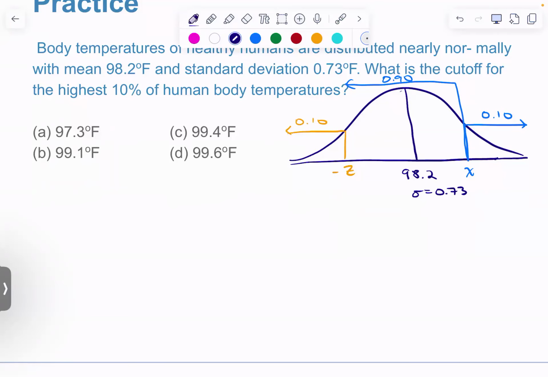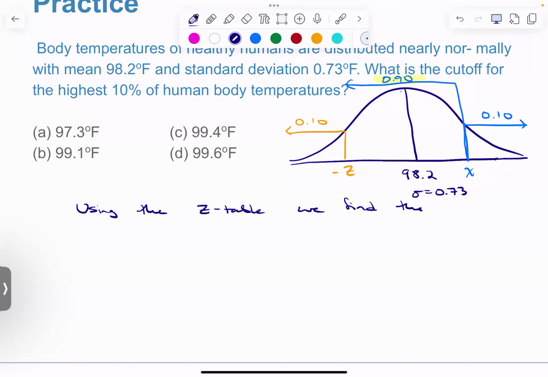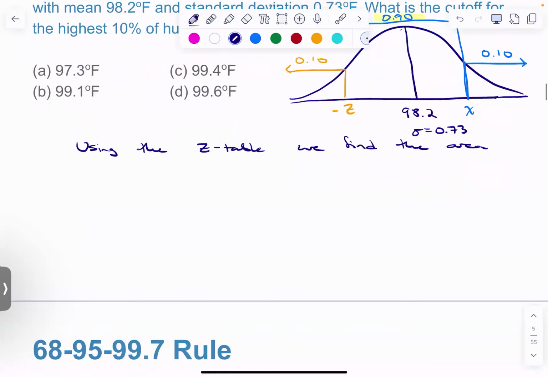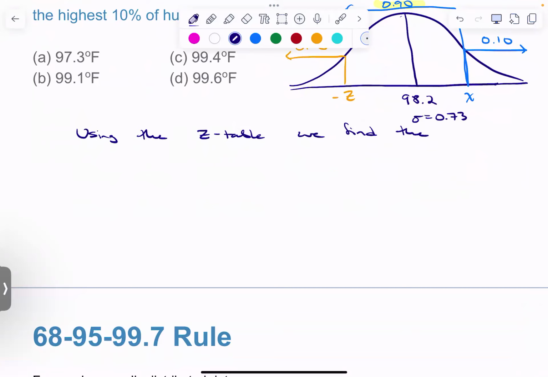So, but like I said, I'm going to use this area. Straightforward, no tricks. So, I'm going to write it out using the Z table. We find the table entry, as we call it on the table, closest to 0.90. What is it?